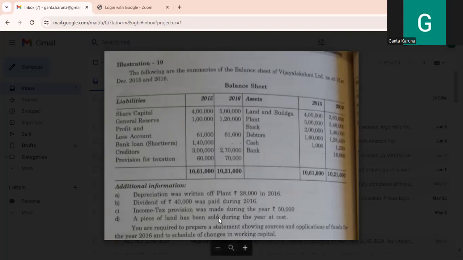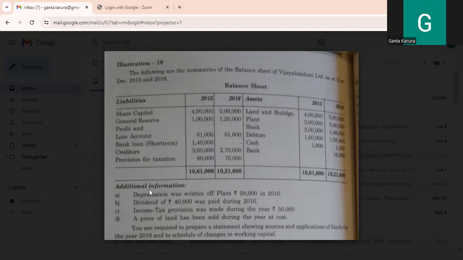Then income tax provision of 50,000 was made, he said. I have already explained earlier, made and paid make a lot of difference. And a piece of land has been sold during the year at a cost. So now, taking this additional information into consideration, I have to go for preparing my adjustment accounts, meaning my working notes.